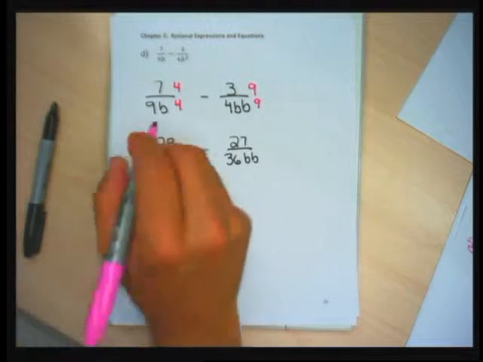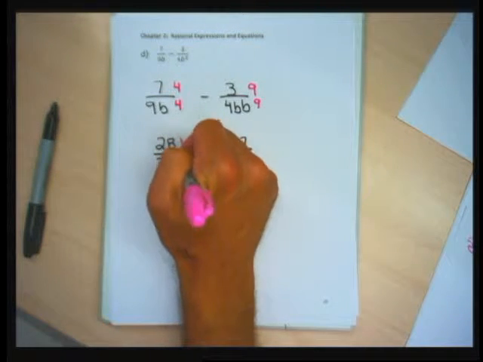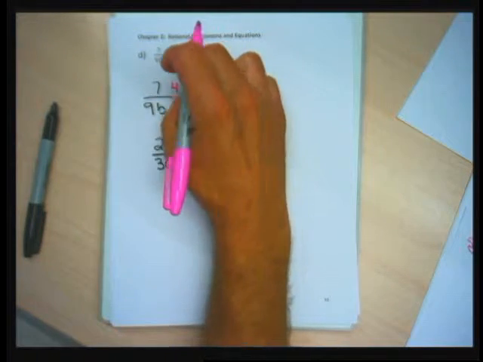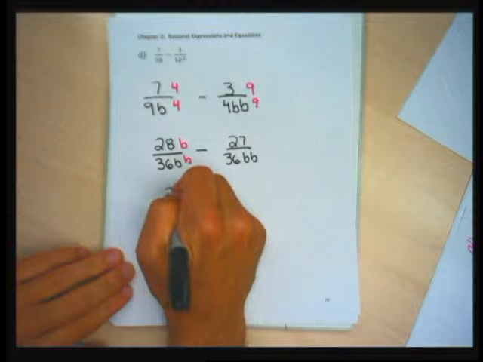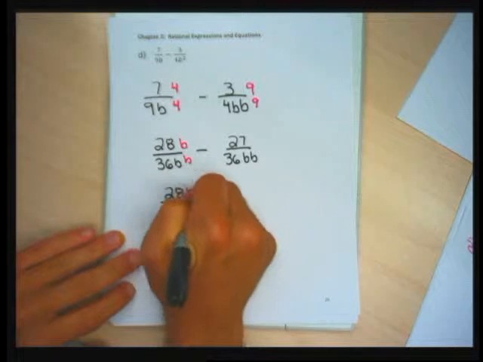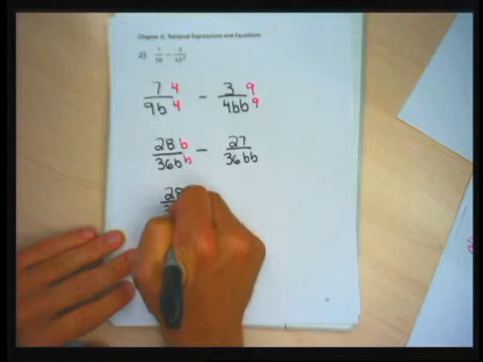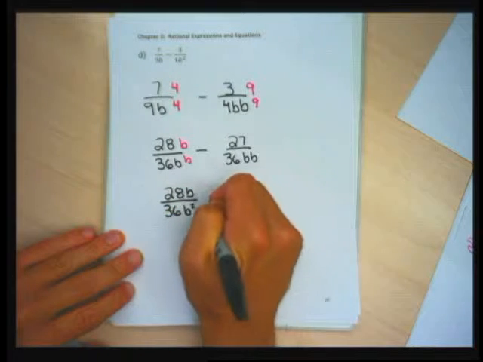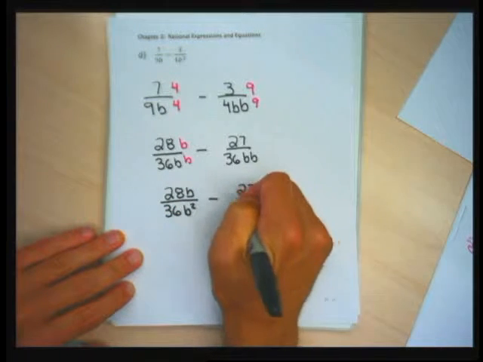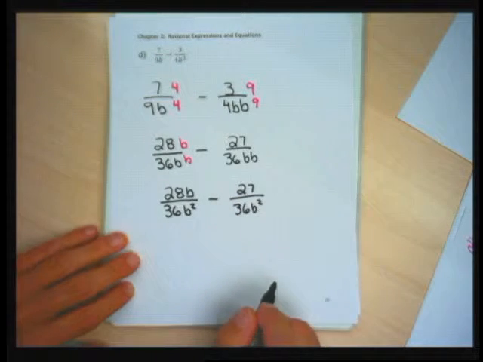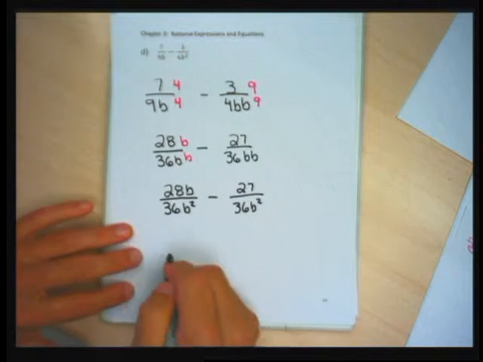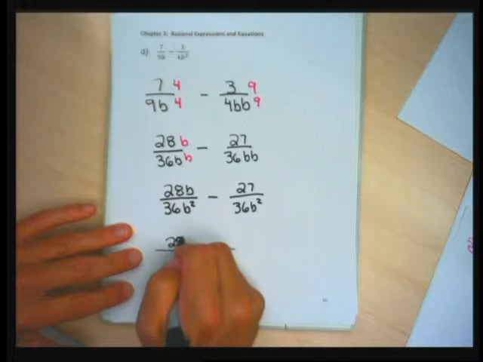I should have, on the first step, given myself a b up here. I should have multiplied this by 4b over 4b, because if I did that, I could have the first fraction as 28b over 36 times 2 b's, which you can write as b squared. And the second fraction could be 27 over 36b squared. Now, because I have the denominators the same, I can write the two fractions together as one fraction.